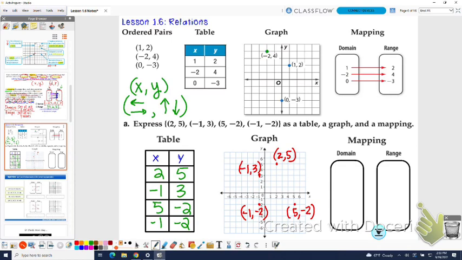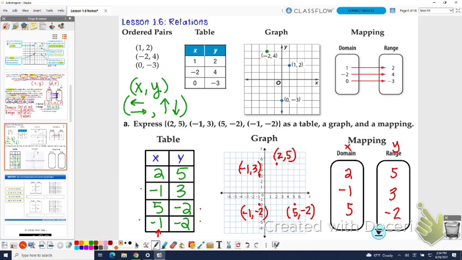Now the mapping, we're going to take our x values, which are right to the left on the table, and we're going to list them in the domain bubble. But notice the -1s repeat. We're only going to list them one time. So a 2, a -1, and a 5. Your y values are your range values. And notice you have 2 -2s, but we're only going to list it once in the bubbles. So 5, 3, and -2.